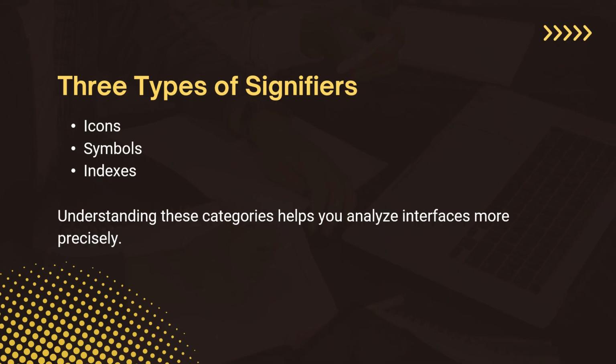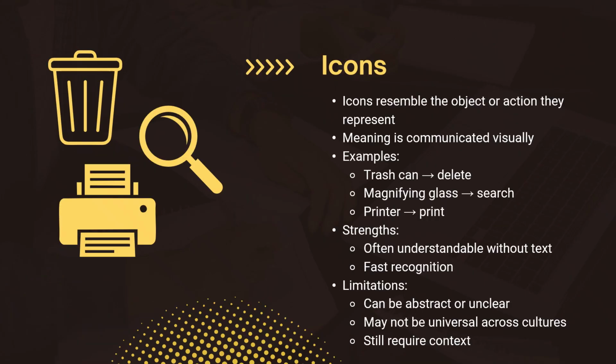Now, to help us analyze interfaces more precisely, we categorize signifiers into three types: icons, symbols, and indexes. You'll be identifying these in your assignment for this module. So let's walk through each one carefully. Okay, let's start with an icon.